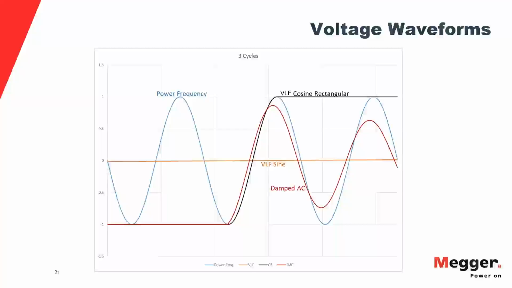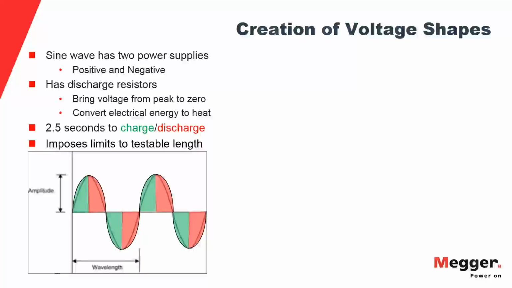If I zoom in a little bit closer here, what is important to note is that the damped AC and the cosine rectangular transition from, in this case, a negative peak to a positive peak at about the same rate as power frequency, whereas the VLF sine in this case looks almost flat, especially in this zoomed in view.